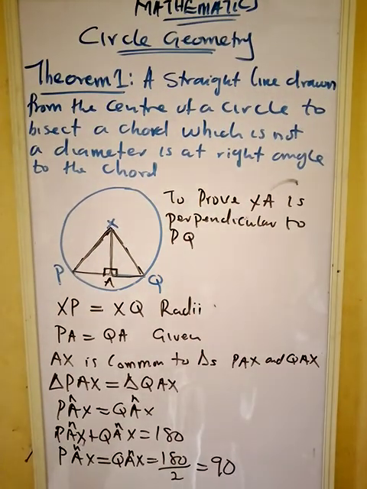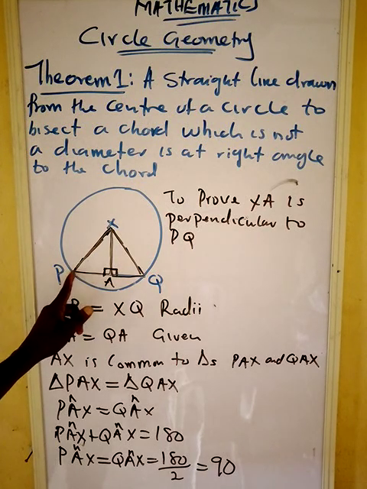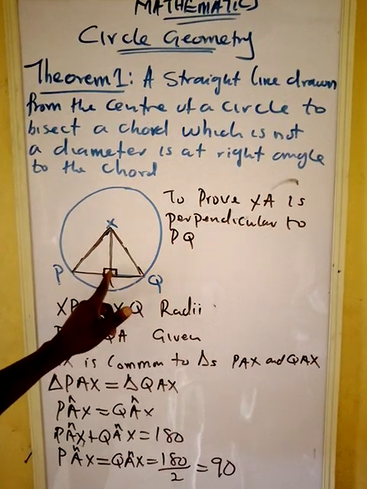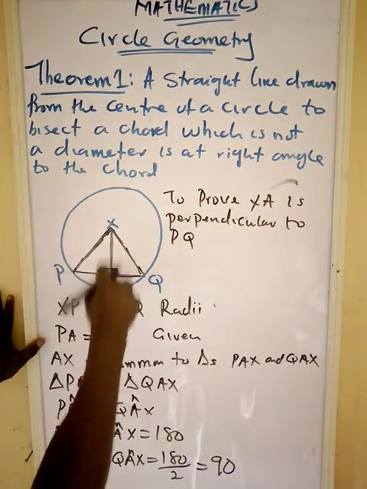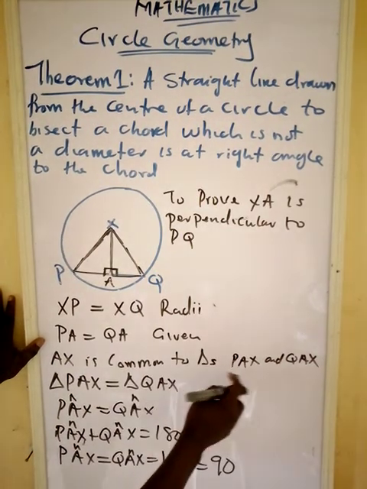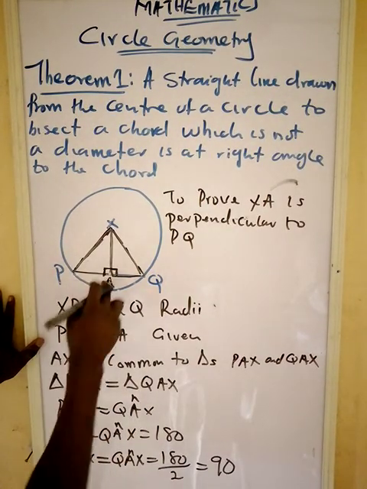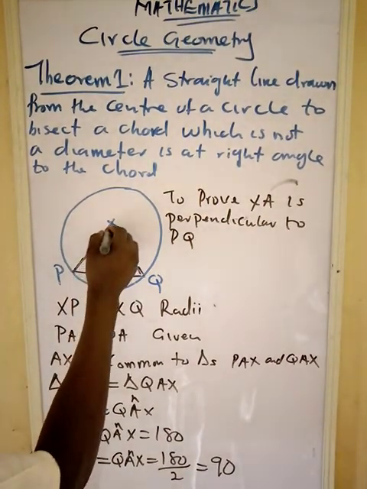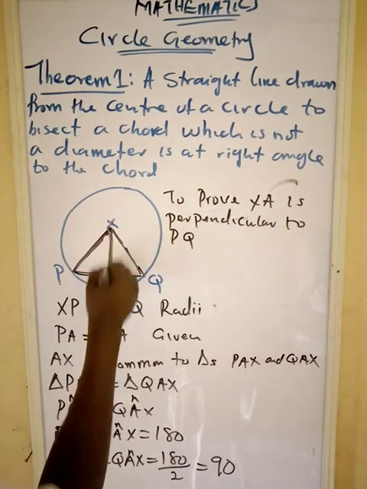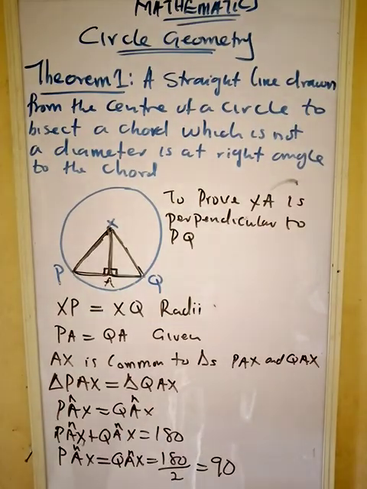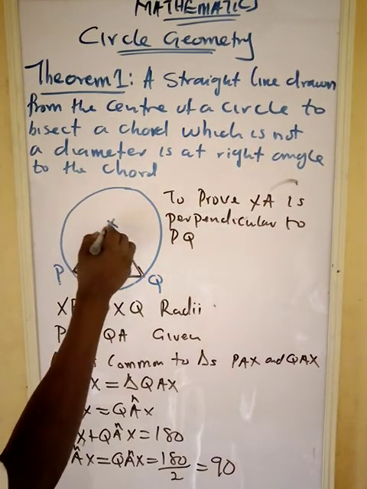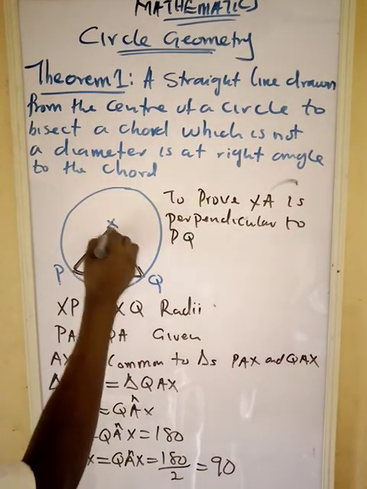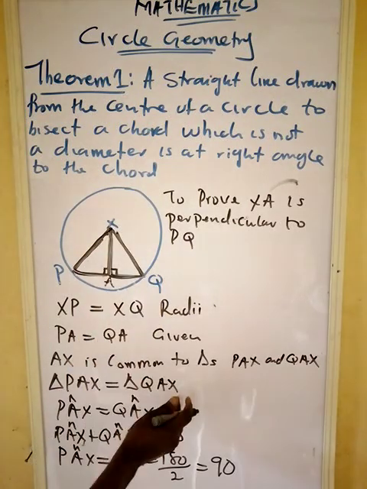Then PA is equal to what? QA. From here to here is our PA, and from here to here is our QA. So that is given. Then AX is common to this angle PAX. AX is common to this angle and this angle. So if that should be the case, angle PAS, the whole of this, is equal to this.